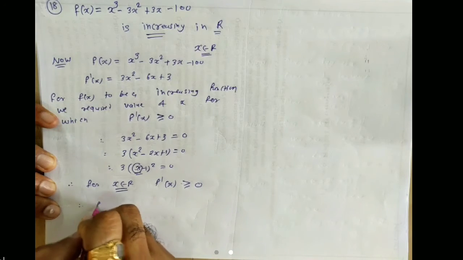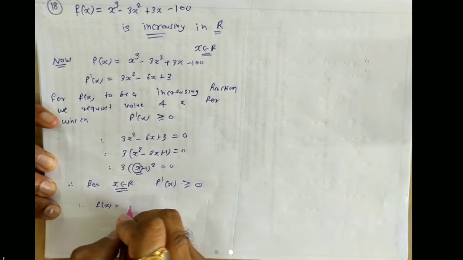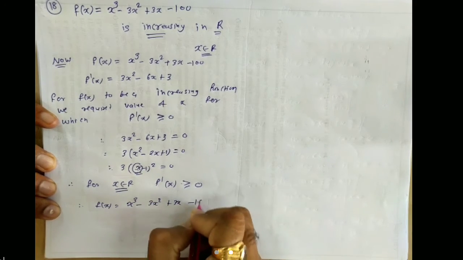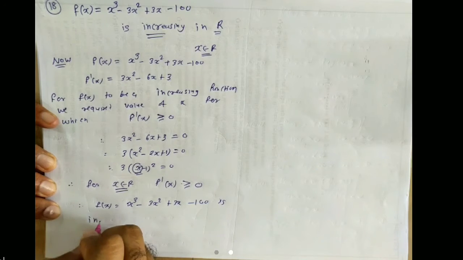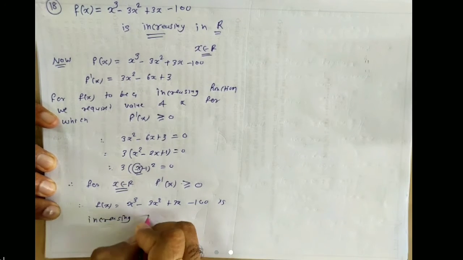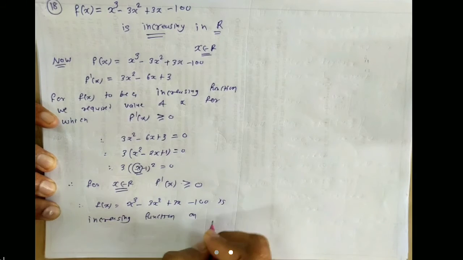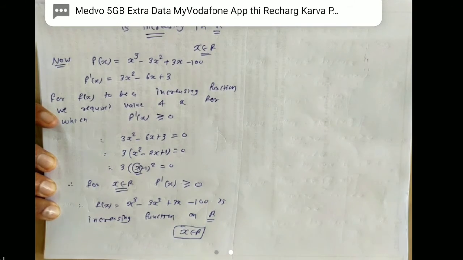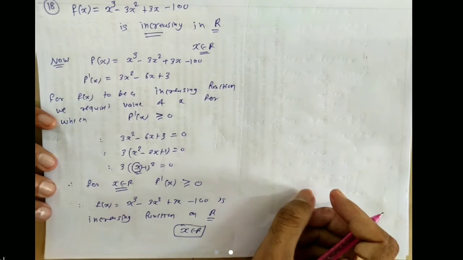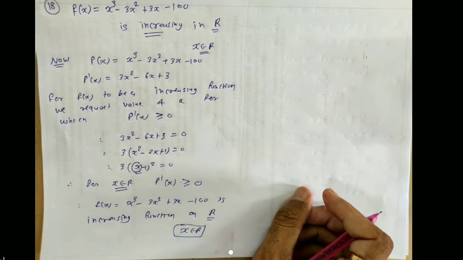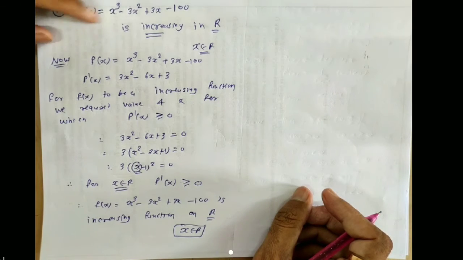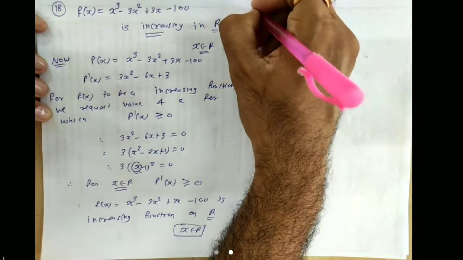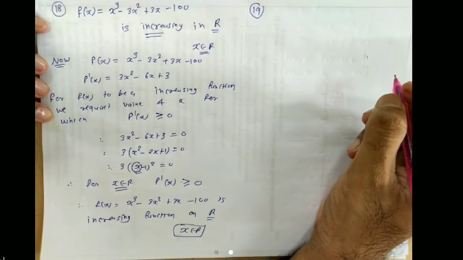Greater than or equal to 0 means our function f of x is an increasing function. X cube minus 3x square plus 3x minus 100 is an increasing function on R, for x belongs to R. Whatever value of x you take, for that our f dash x will always be greater than or equal to 0. We will say that the given function, which is a polynomial function, is an increasing function. Done. Now the last question of this exercise, question number 19.